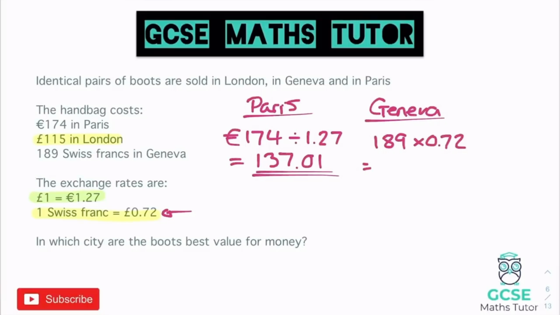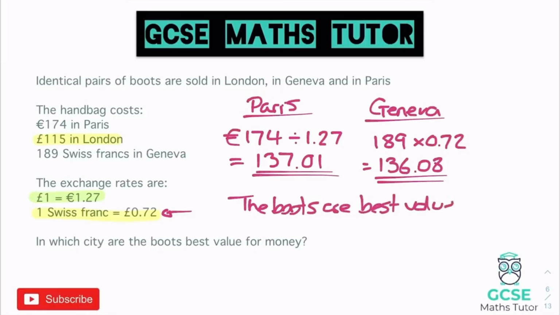There we go, £136.08. So as you can see, after all of that working out, it is best value to buy these boots in London. Obviously these questions will normally say you must make sure you show all your working out, and there we go, that's all our working out there. So even though it's still in the London one, we're going to say it's best value in London. There you go. The boots are best value in London.